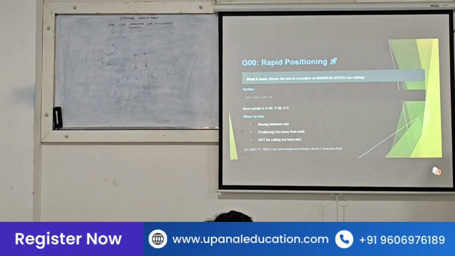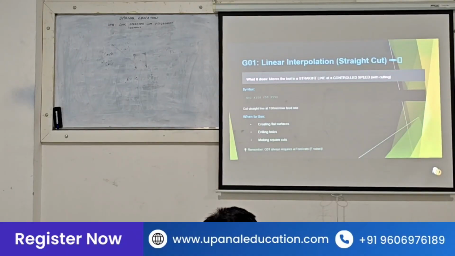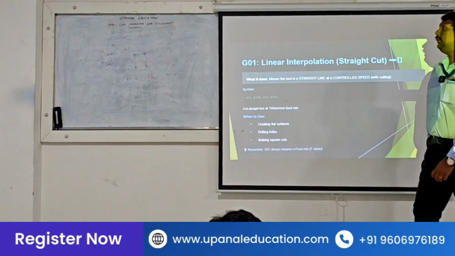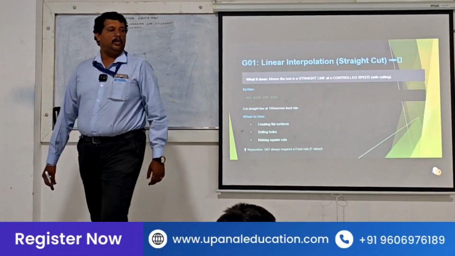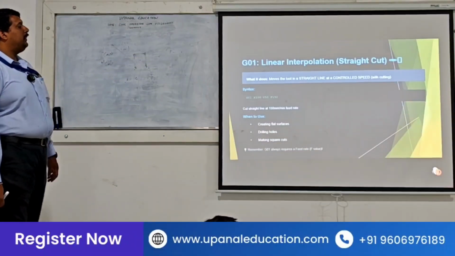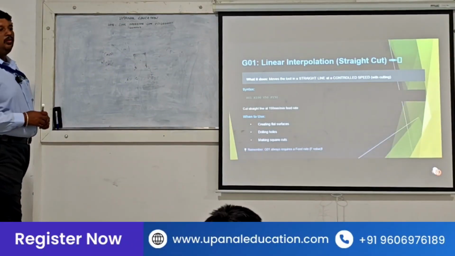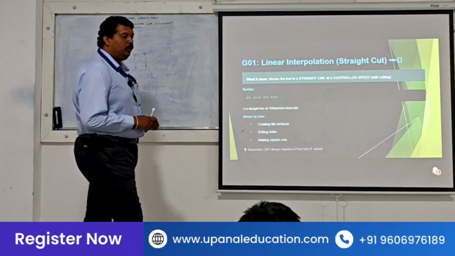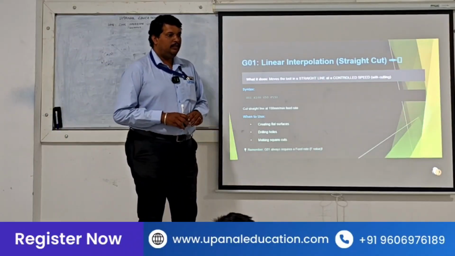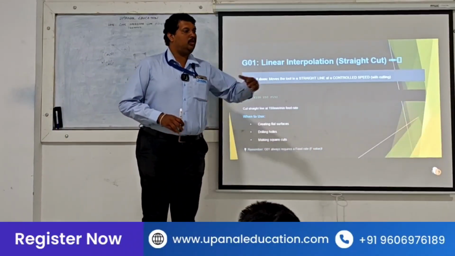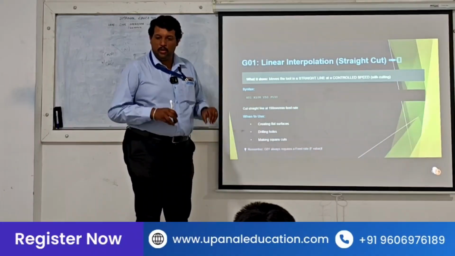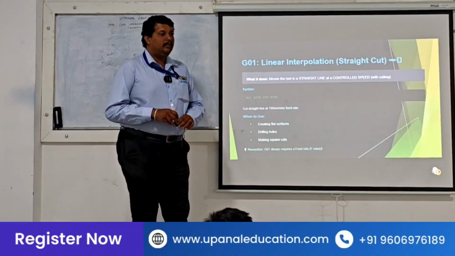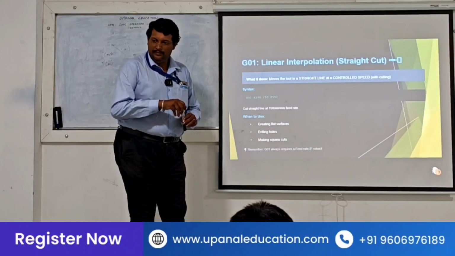Okay? Next, G01. G01 is nothing but linear interpolation. It means we are telling the tool, okay, you are now here, from here go to that point, yogi, at a slow speed, but you have to take the cut.